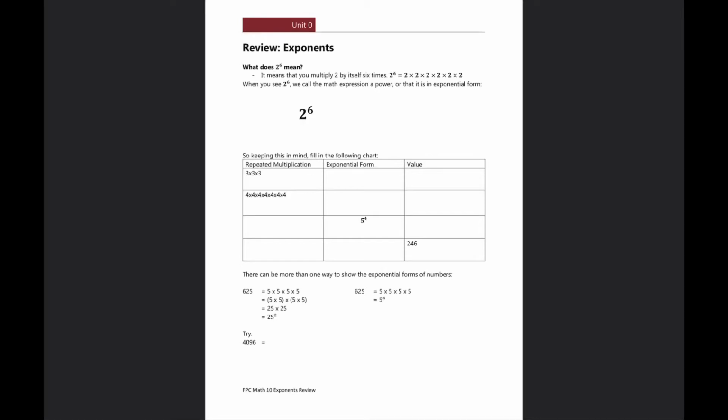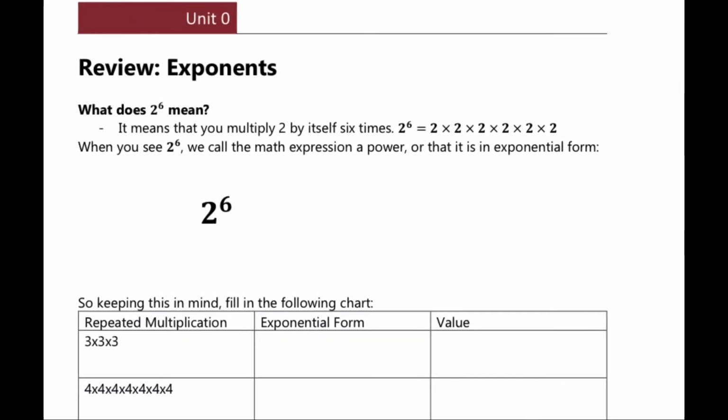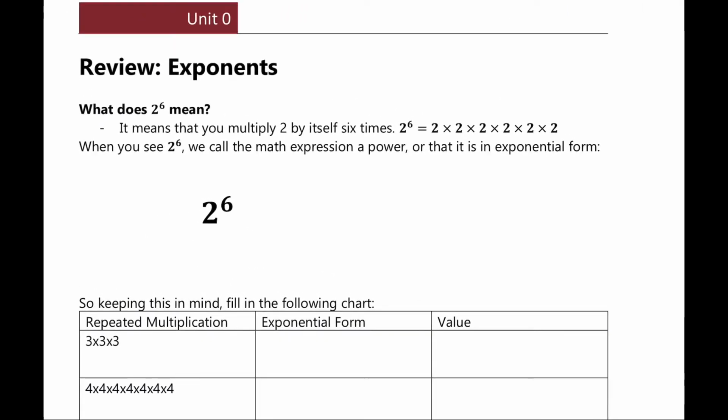Moving on with the review, let's go over exponents. What does 2 to the power of 6 mean? It means that you multiply 2 by itself 6 times. So 2 to the power of 6 is equivalent to multiplying 2 6 times. So when you see 2 to the power of 6, we call the math expression a power, or that it is in an exponential form.